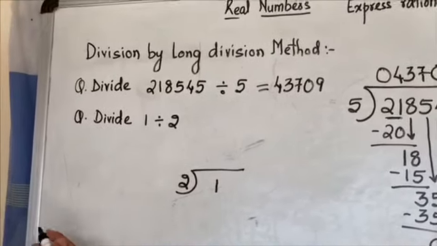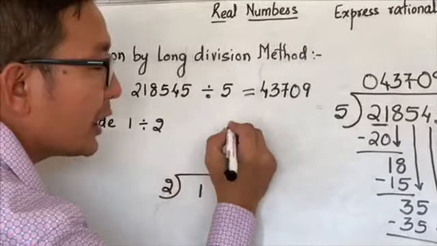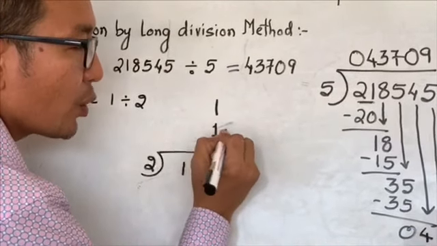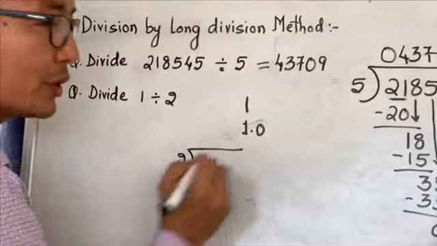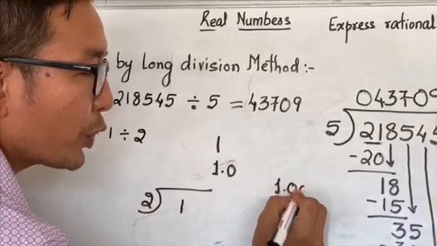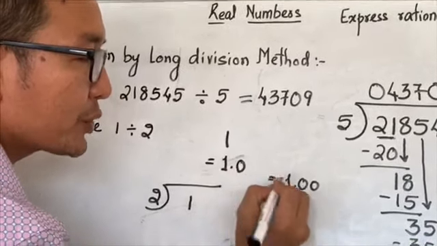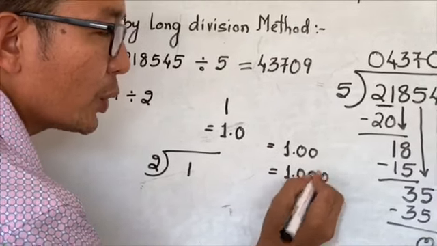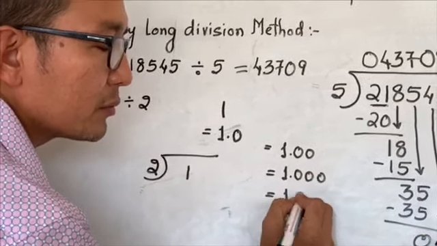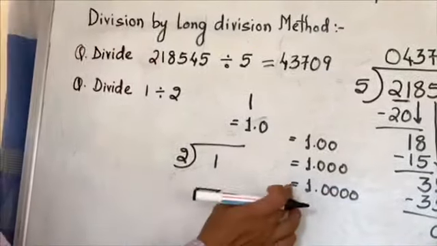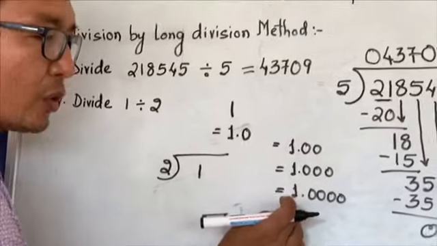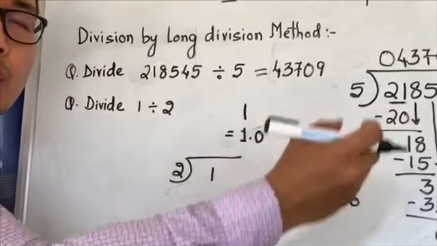In this, the number 1 can be written as 1.0. This can also be written as 1.00. This can also be written as 1.000.